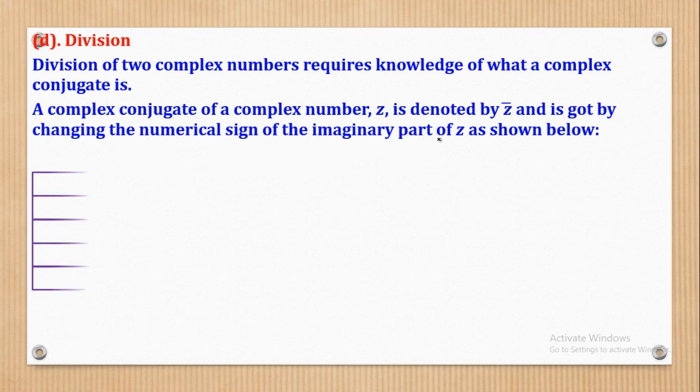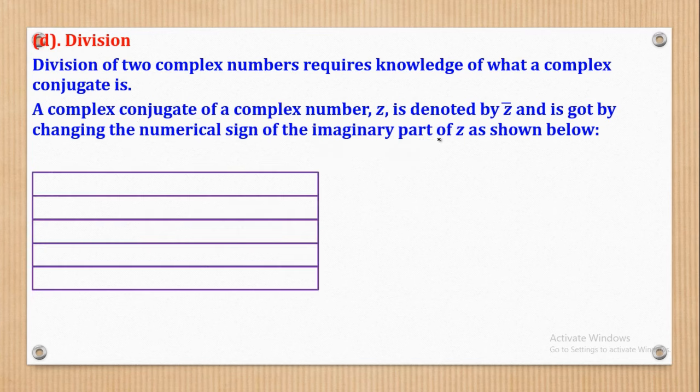So let's try to illustrate that with a table. We shall have a complex number z, and it will have 4 values. So z can be this, or z can be this, or z can be this, or z can be this. Those are the 4 ways of representing a complex number. Here, in the first part, both the real and imaginary parts are positive.